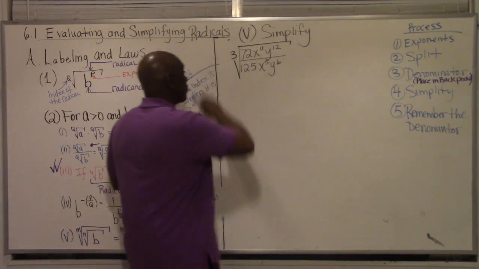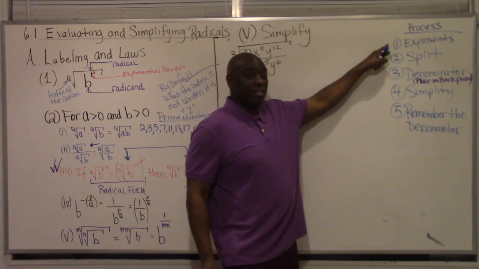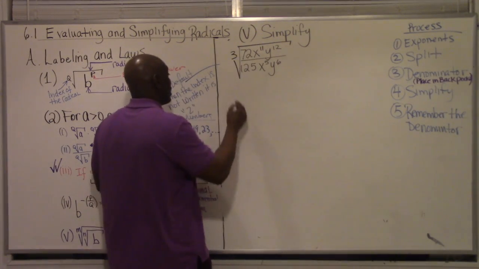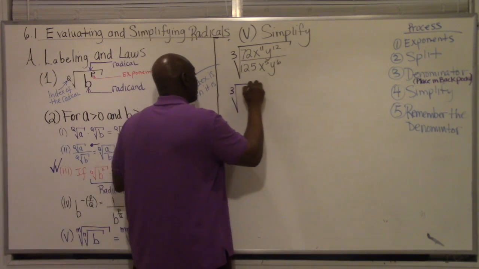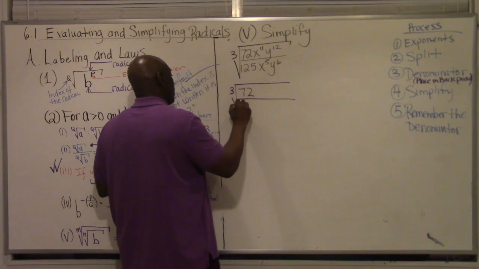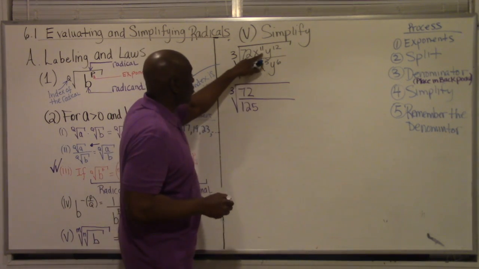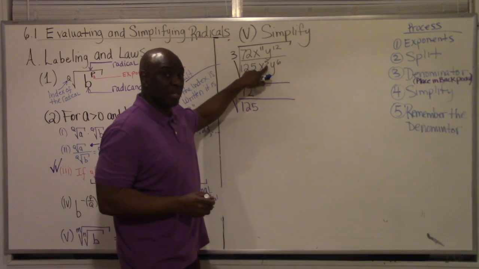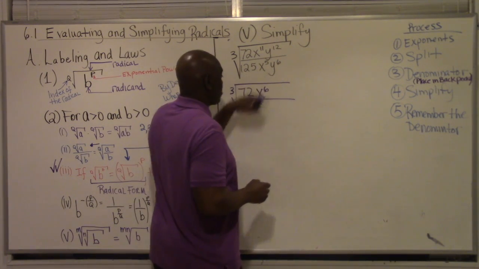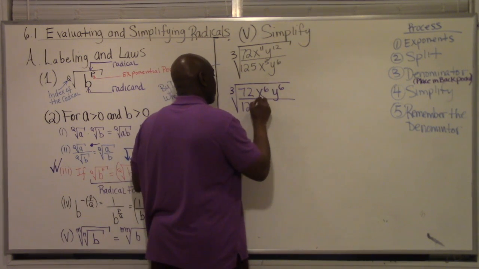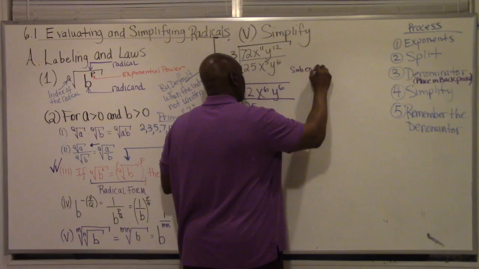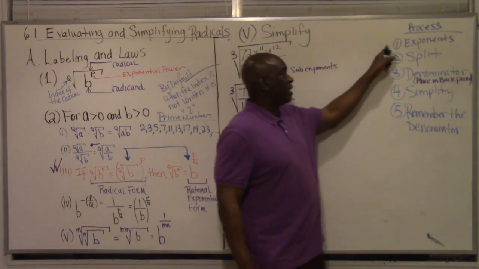All right. So when I have something like this and I want to simplify, the first thing I'm going to do is simplify the exponents. Deal with the exponents first. So if I do that, I'm going to have the cube root of 72, over 125. Subtract the exponents. 11 minus 5 is 6. x to the 6th. And then 12 minus 6 is 6. y to the 6th. So that's what I did first. I just had to subtract the exponents.